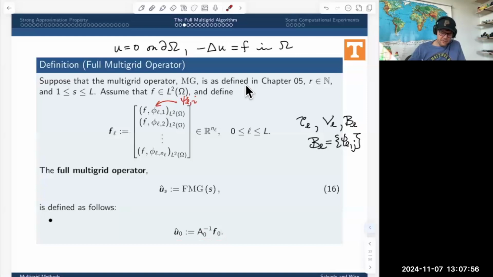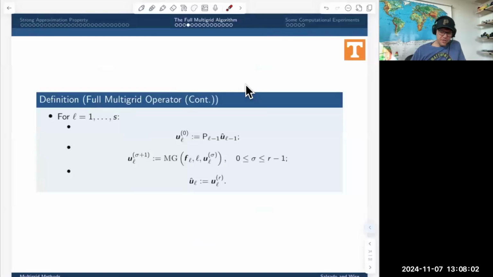It's very cheap to invert that level 0 stiffness matrix. So that's what we're going to do if s is equal to 0. What we're going to do more generally is take, for L between 1 and S, if we're on level L minus 1, the previous output from that full multigrid operation, and prolongate it up to the next level. So that pushes us up to level L.